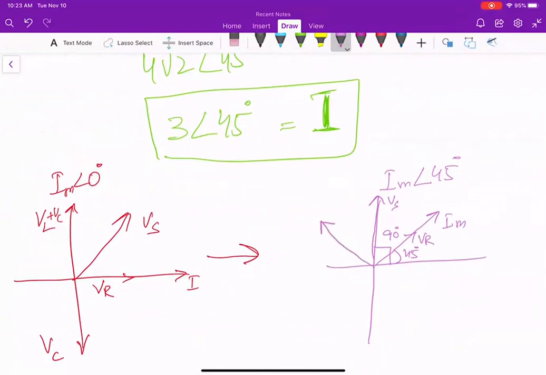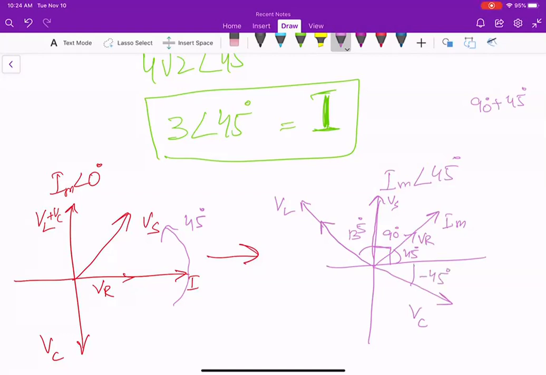So your VS is at 90 degrees, then what should you say, VL will be what? 90 plus 45 degrees, because you have shifted or rotated everything by 45 degrees. So this would be 135 degrees. Sounds good? And your VC should be at minus 45 degrees.